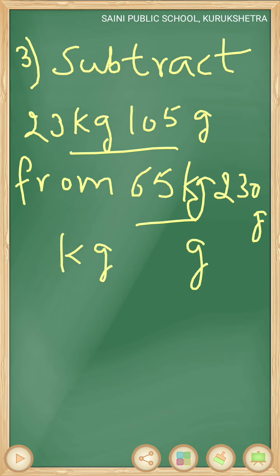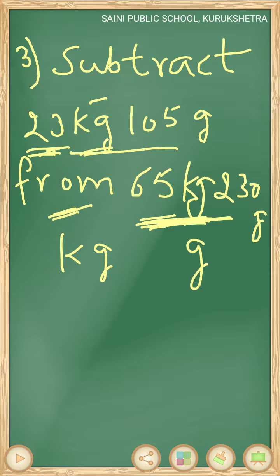Now we will compare the two numbers, which is bigger. By comparing the bigger unit, kilogram, you can see here 65 is greater than 23. This number is bigger than this number because it is 65 kilogram here and 23 kilogram here. When "from" is given in the question, subtract this number from this number, then the number after "from" is always bigger. So first of all you will write the number given after "from". Here this number is bigger. You can see 65 kilogram and here is 23 kilogram. The number given after "from" is always bigger when you are doing subtraction.